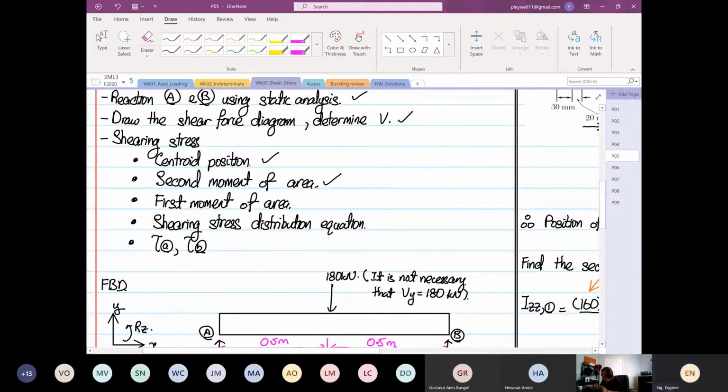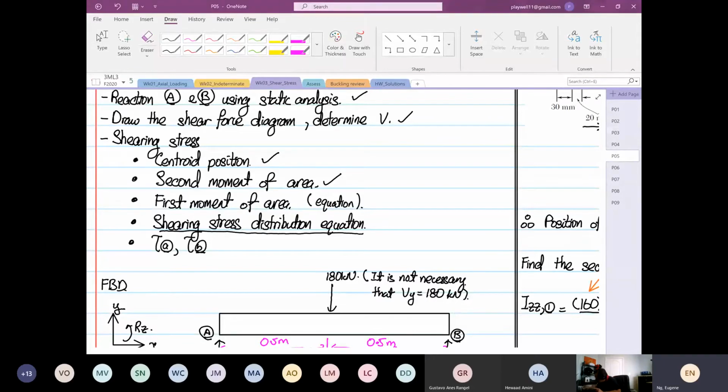So now, as I said, I put an extra portion down here because I want to find the shearing stress distribution equation. For that, the first moment of area is also going to be an equation. So we are going to develop an expression for the first moment of area. And it's not that difficult at all.